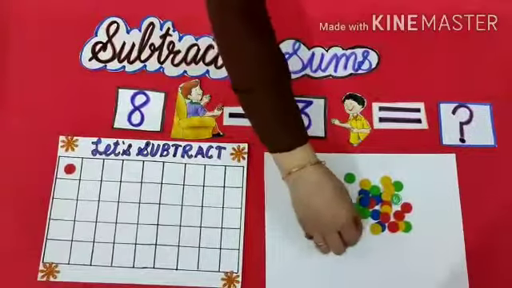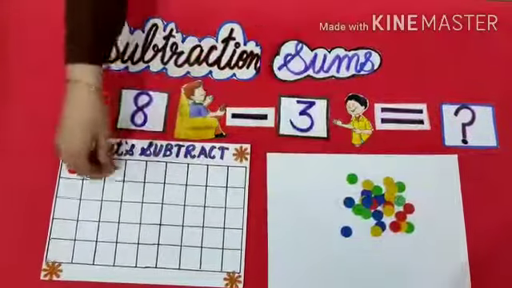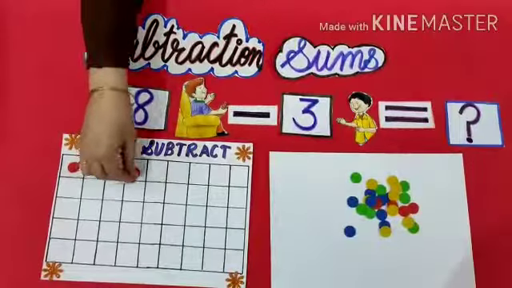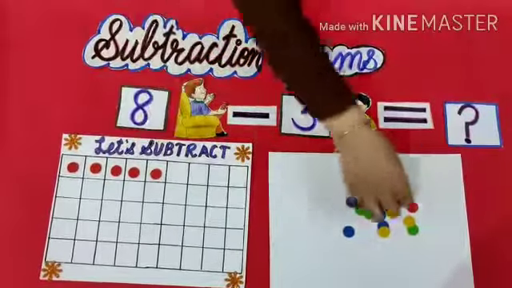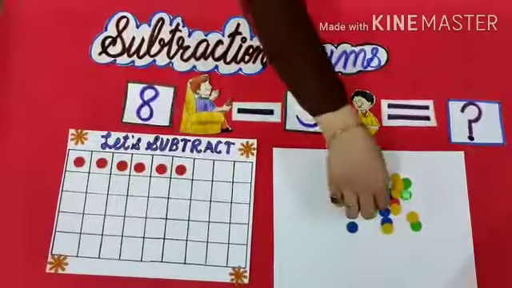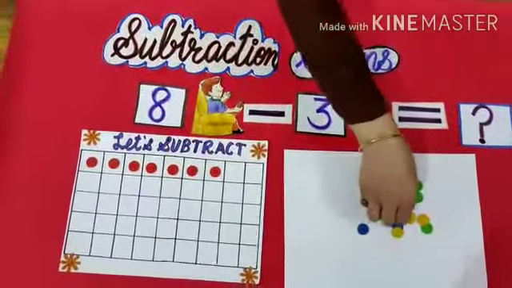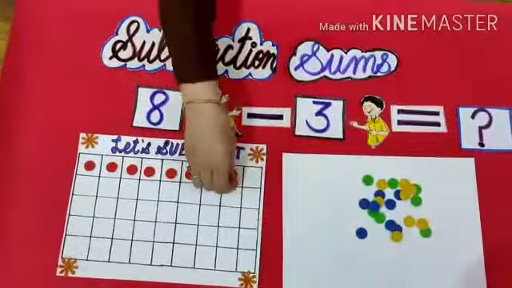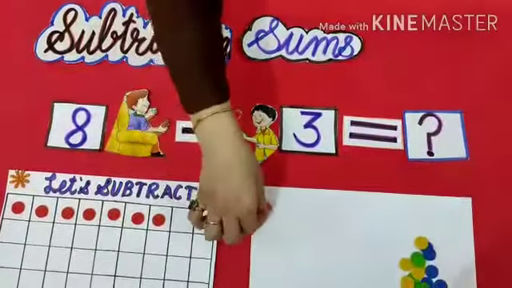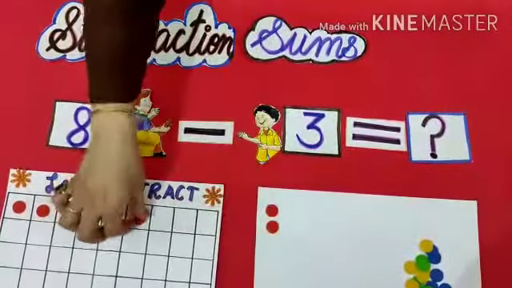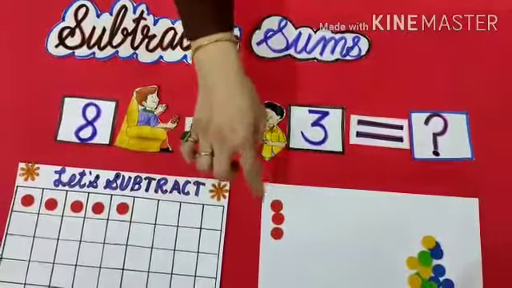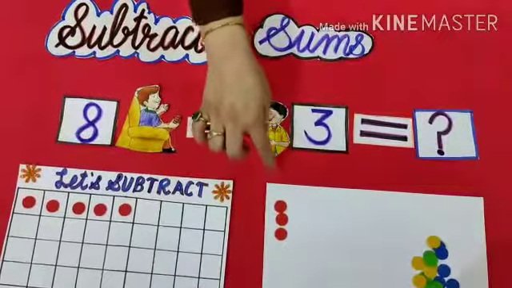1, 2, 3, 4, 5, 6, 7, 8. I told my elder son to give 3 chocolates to my younger son. Let's remove 3 counters. 1, 2, 3. I have removed these 3 counters.